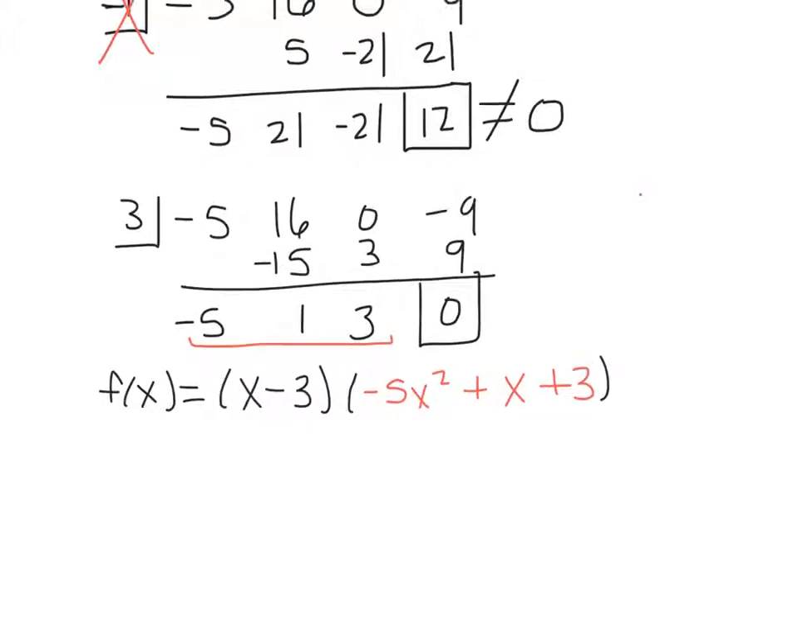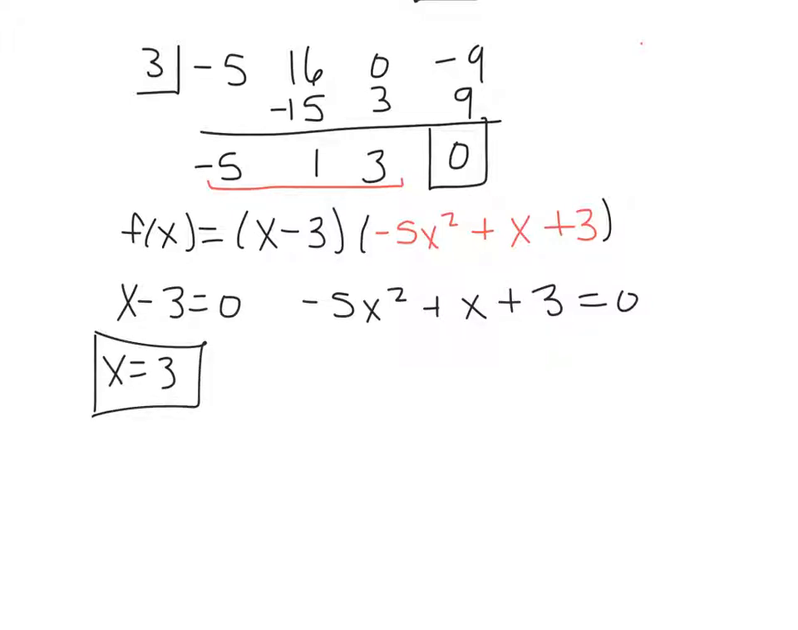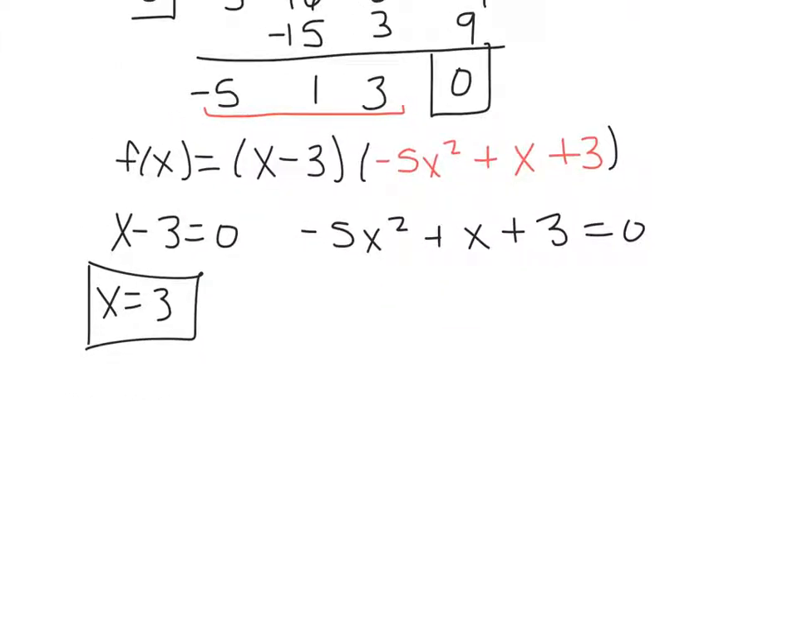Okay, so now our goal here is to find the zeros of the function. So we need to set both of those factors equal to 0. So we got x equals 3, right? There's that one. We already knew that one. And then we're going to need to either try to factor or use the quadratic formula on our quadratic. I don't think this is going to factor, so we'll use the quadratic formula.